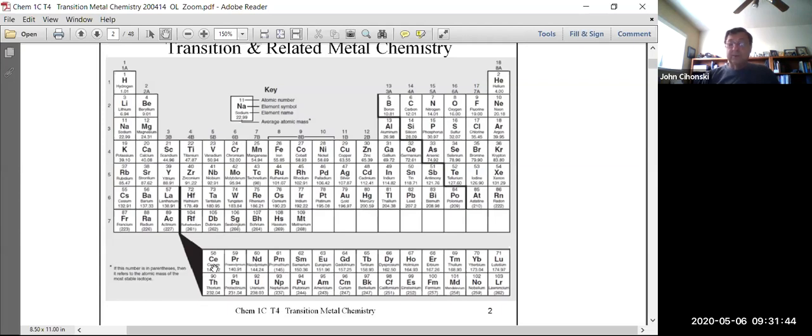One of their characteristics, they all look like normal metals. They're shiny, they're hard, that type of thing. But these metals are all of a very similar size and have similar oxidation states, which makes them very difficult, or at least semi-difficult, to purify, separate. We're not going to get into those.